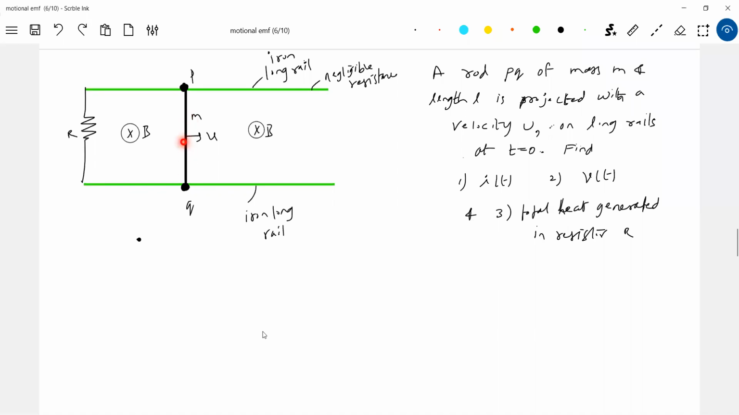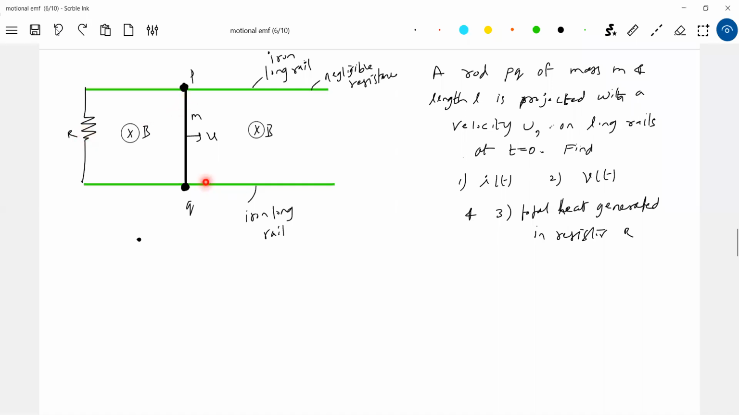Initially the rod is at a certain position, and these are long rails. Now there's a resistor. In place of the resistor, you can connect a bulb or a heater coil, anything which will consume electric power. This is what the resistors are.